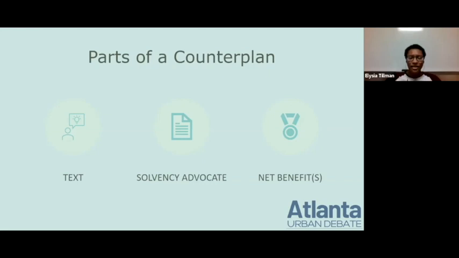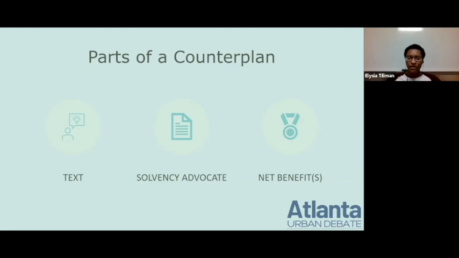The next part is a solvency advocate, which is just your solvency evidence about why you solve the affirmative harm. It's very similar to how the 1AC has their solvency evidence about how the plan will fix their harm. This is you having the same thing, where it's like, here's why our counterplan fixes their harms.